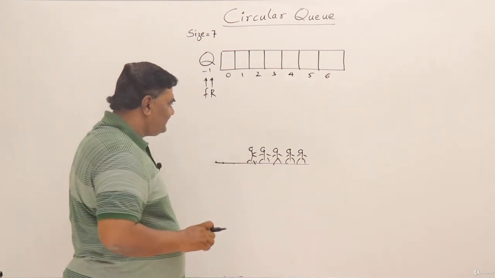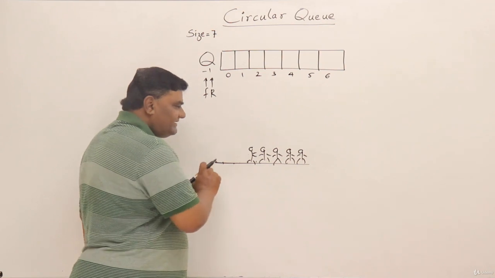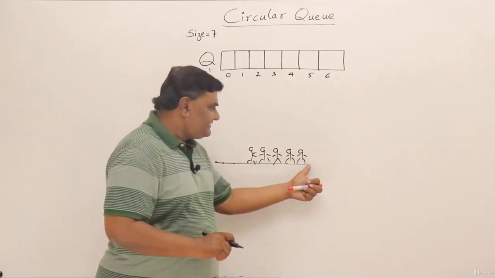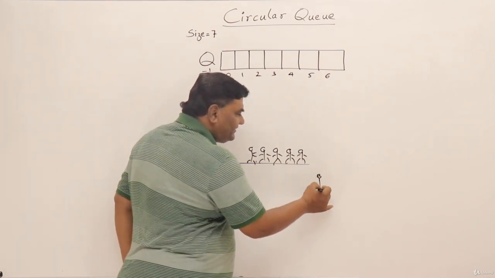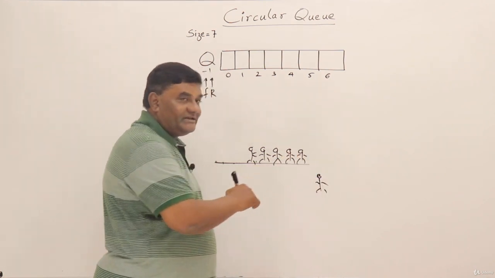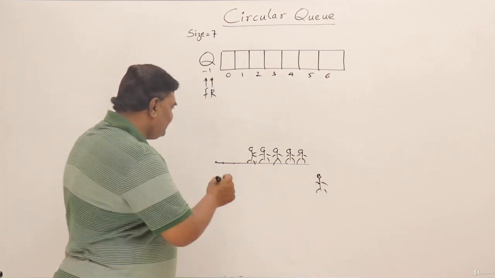So in this method, we are getting a lot of free space here. And this space is full. There is no space for a new person. So if a new person wants to join the queue, he cannot join. There is no space here. Now the idea. We will ask this person to come and stand here.